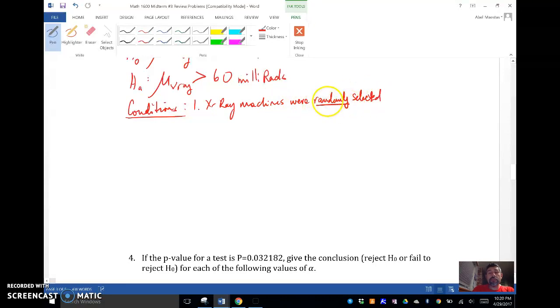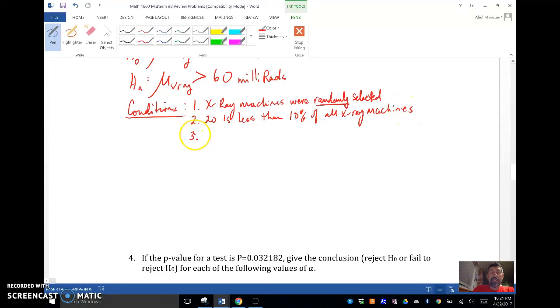Okay, so the first condition has to do with randomness. The second is that 20 is less than 10% of all X-ray machines.